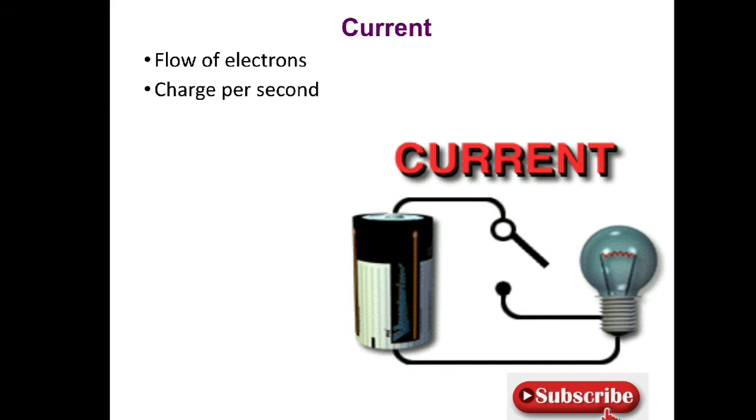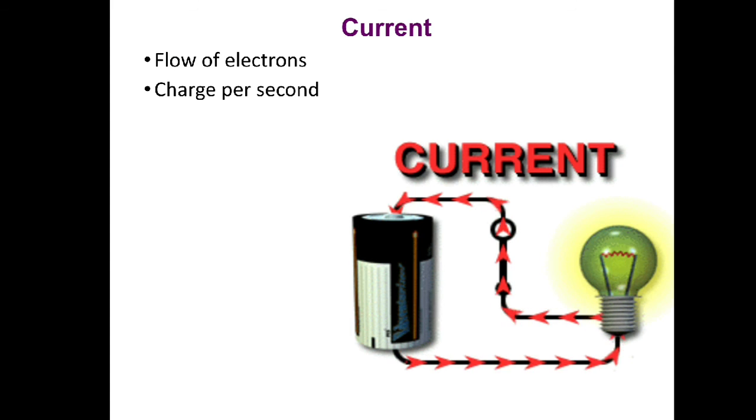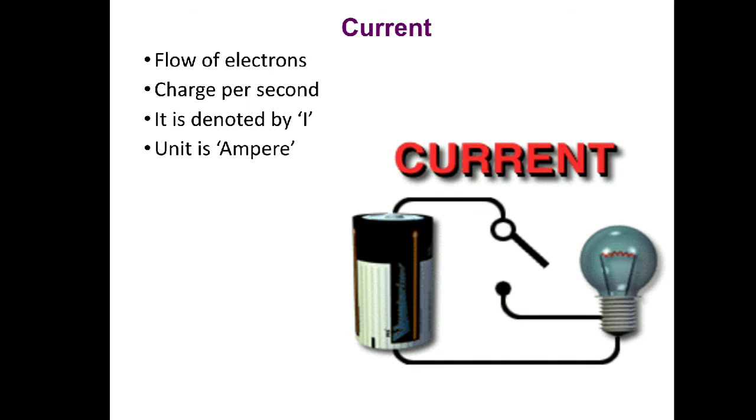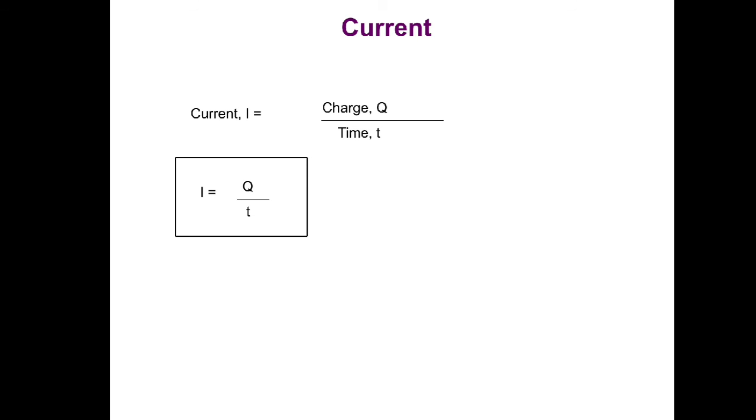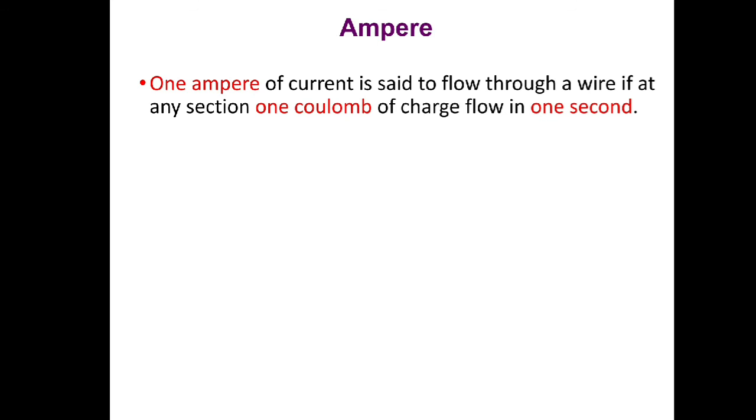The flow of electrons is nothing but the current. The flow of electrons carries charge, and the rate at which these charges flow per second is the current. It is denoted by I. The unit is ampere. So current I is equal to charge by time, as per the definition. I is equal to Q by T. Q is in coulombs and time is in seconds. So you can define 1 ampere as 1 coulomb per 1 second.